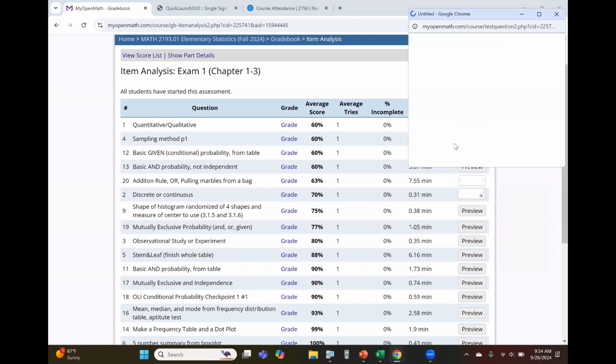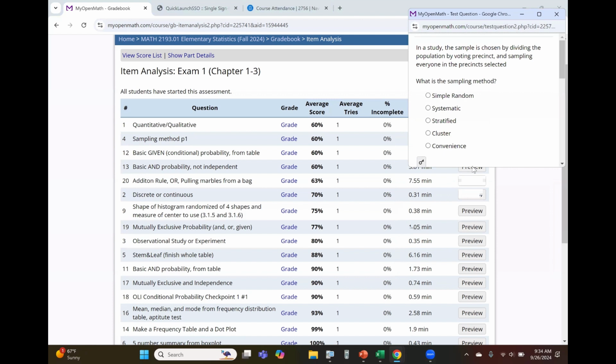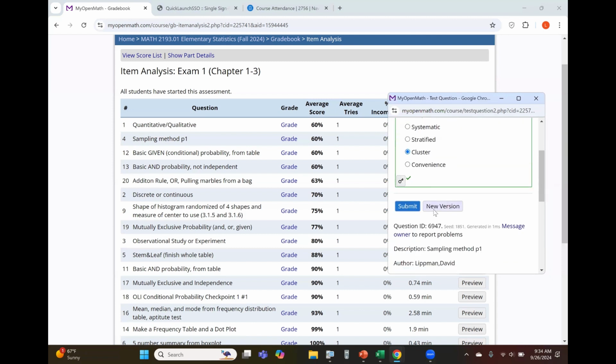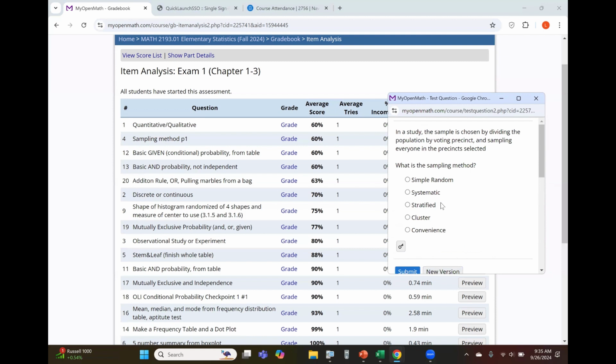Sampling method. In a study, the sample is chosen by dividing the population by voting precinct and sampling everyone. So what is that? Cluster. If you sample everybody, it's cluster. If you take a sample from each group, that's stratified. So it's just divided by precinct, sampling everyone, that's cluster again, isn't it?